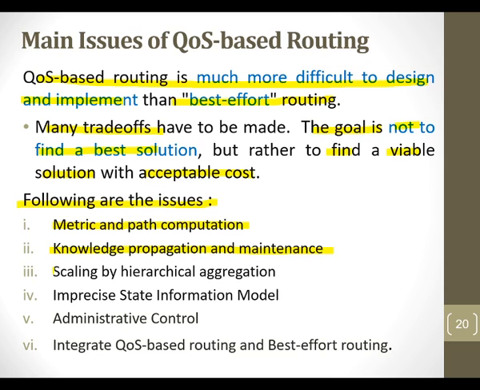The third issue, scaling by hierarchical aggregation. This issue is related to the path computation and information propagation maintenance issues mentioned above. Considering the size of the internet, quality of service-based routing is expected to be scalable. With the number of nodes and links in the network increasing, the complexity of path computation and the amount of information needed to be exchanged and maintained won't be out of control.